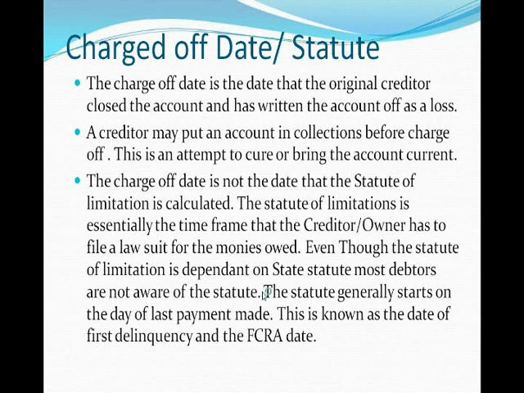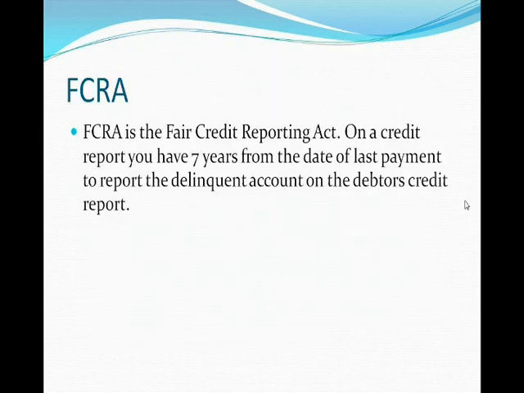The statute of limitation date starts the day of or on the last payment made. This date is known as the FCRA date, which is also the Fair Credit Reporting Act date. FCRA is the Fair Credit Reporting Act. On a credit report, you have 7 years from the date of last payment to report the delinquent account to the debtor's credit report. I recommend to everybody to learn how to do credit reporting.